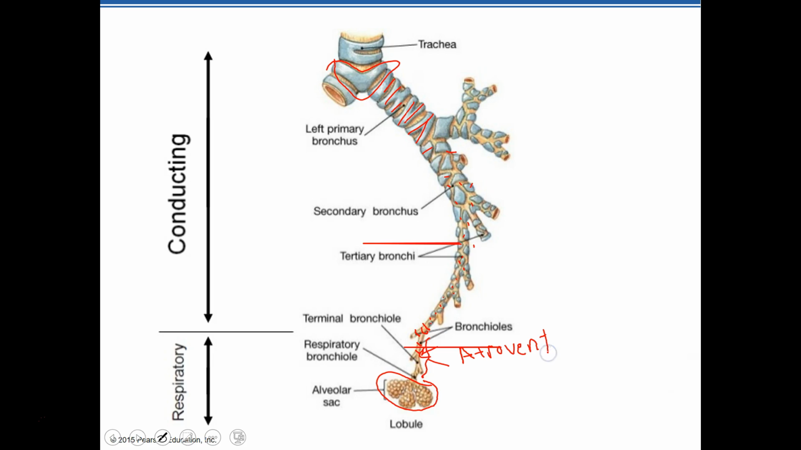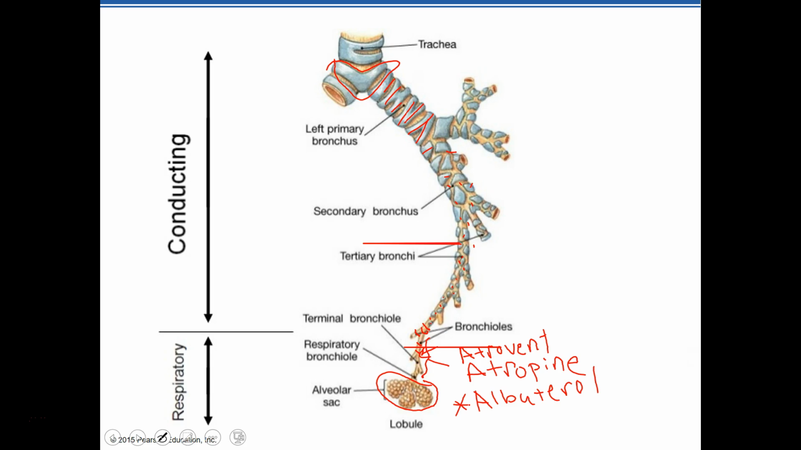Atrovent, or what's the other A one? My mind went blank. One of the old ones they used to give is atropine. They don't do it so much anymore. It's albuterol. This albuterol is also the most common one that we see in the little inhalers, the little puffers.